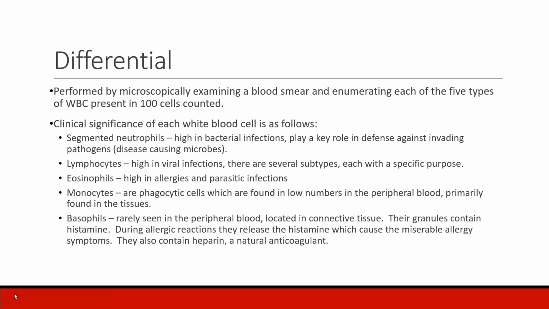A differential is part of the complete blood count, and is performed by microscopically examining a blood smear and enumerating each of the 5 types of white cells present in 100 cells counted. The clinical significance of each of the white cells is as follows. Segmented neutrophils, these are always high in bacterial infections. They play a key role in defense against invading pathogens, which a pathogen is defined as a disease-causing microbe.